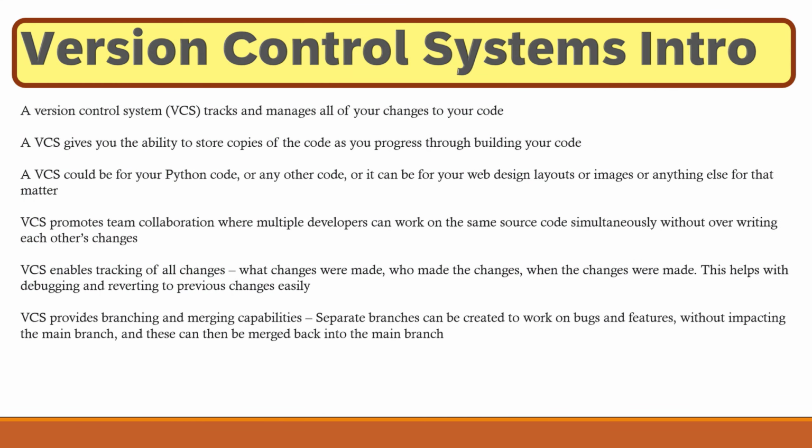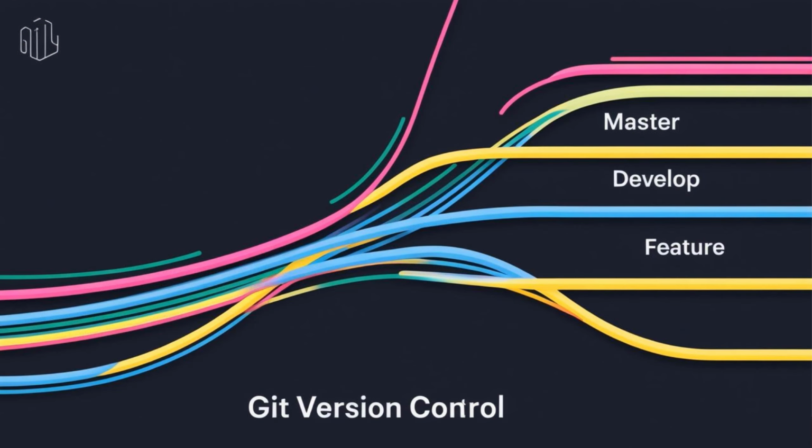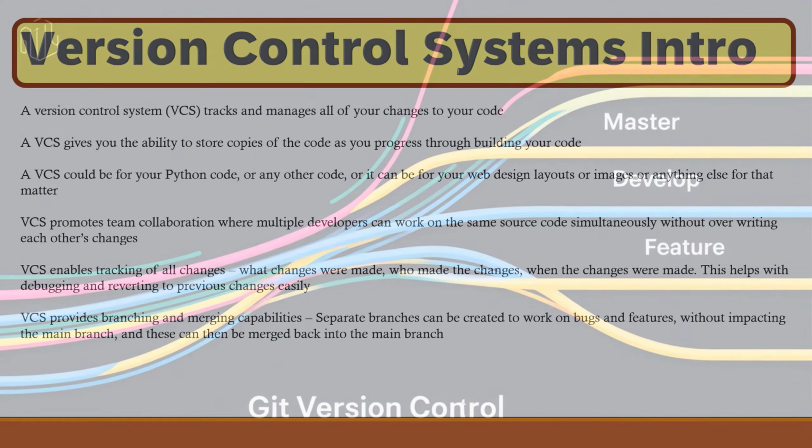A version control system provides branching and merging capabilities. Separate branches can be created to work on bugs and features without impacting the main branch, and these can then be merged back into the main branch. I am going to be expanding on branching and merging in this video shortly.